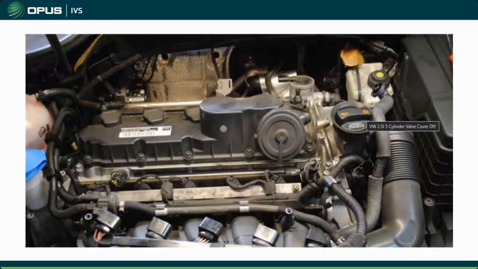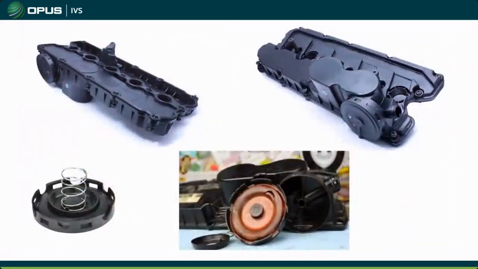Here is a 5-cylinder Volkswagen engine. It also uses a very similar system. You have a labyrinth through which the gases pass through the valve cover. The pressure regulating valve makes sure that you're not venting at the wrong time. Pretty straightforward system. Here is the inside of that pressure regulating valve.